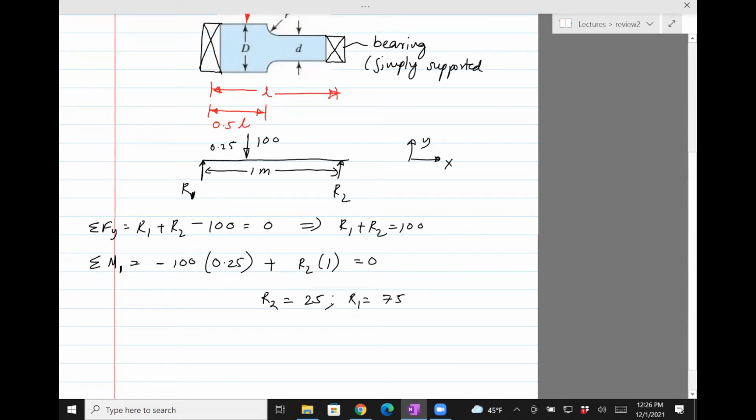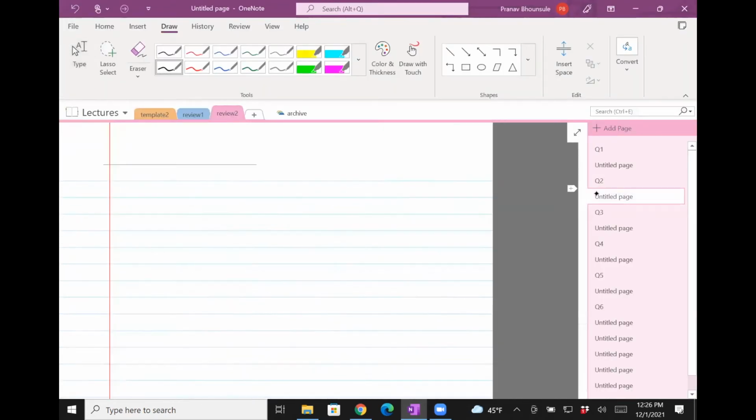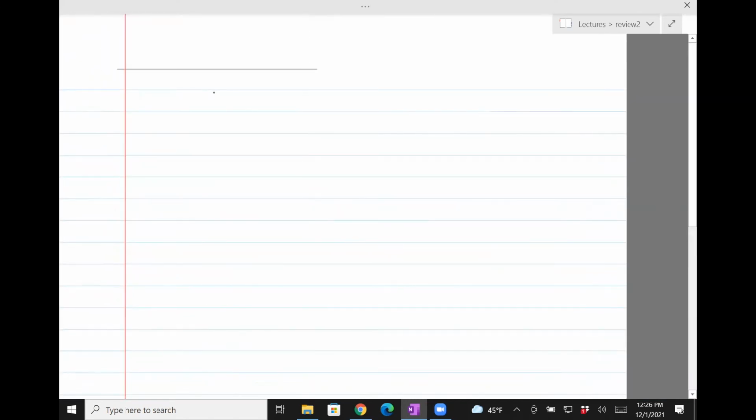Okay, let's proceed and draw the shear force and bending moment diagram with this information. Draw the beam again. R1 is 75, R2 is 25, P is 100. These are the lengths. Okay, shear force diagram.